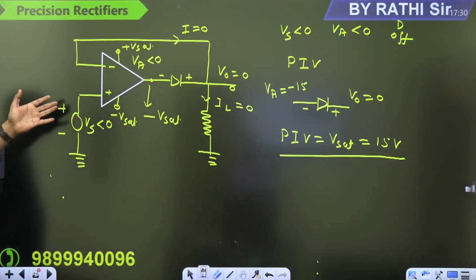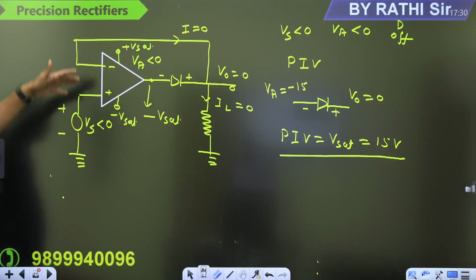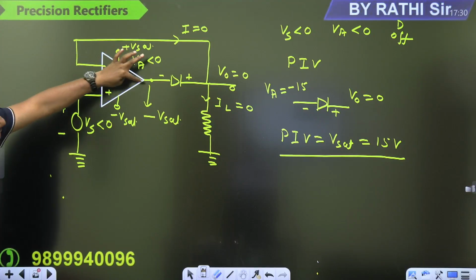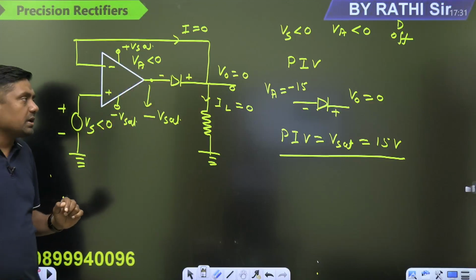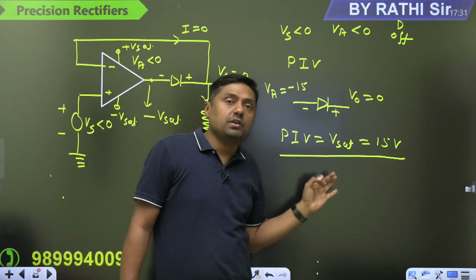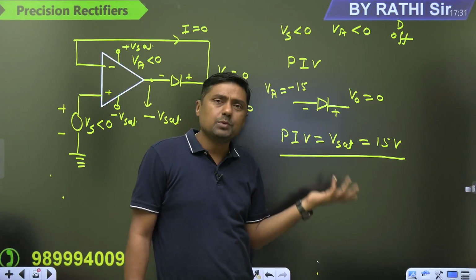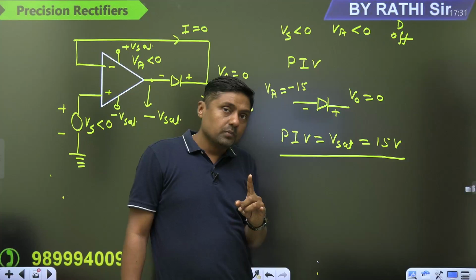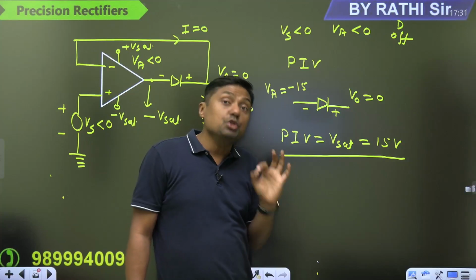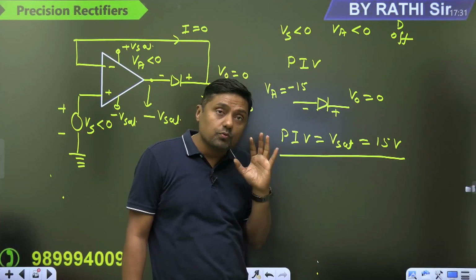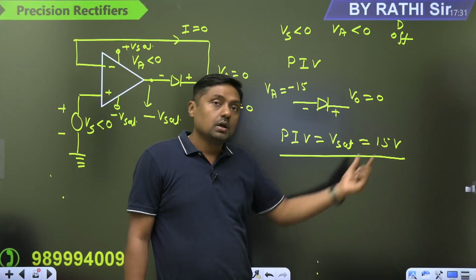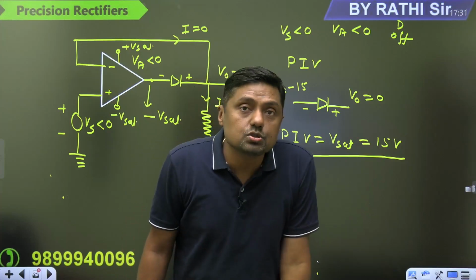What is the problem with this circuit? When the diode is off, there is no negative feedback and the op-amp will go into saturation, and the voltage at this point will become minus 15 volt. It will make the diode reverse biased and we are getting a very high PIV. That is what we call Vsat, which means 15 volt. Remember, in PIV we are using the word inverse and we are calculating the voltage in the reverse direction. We just have to give the magnitude of that. And the diode is selected on the basis of what? PIV rating.